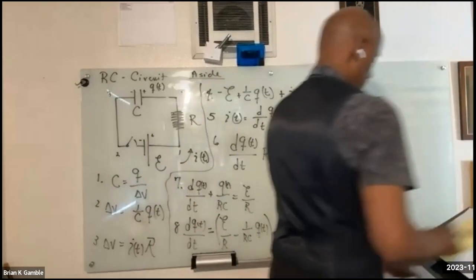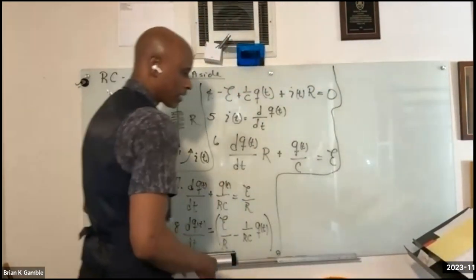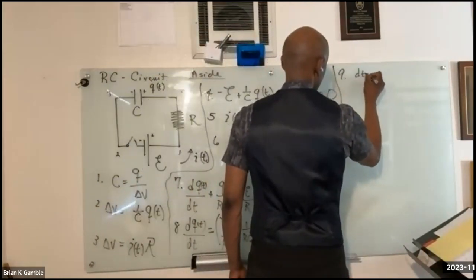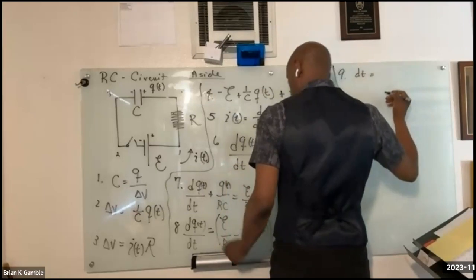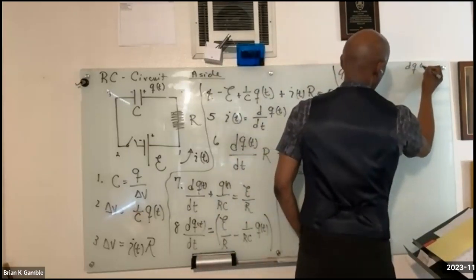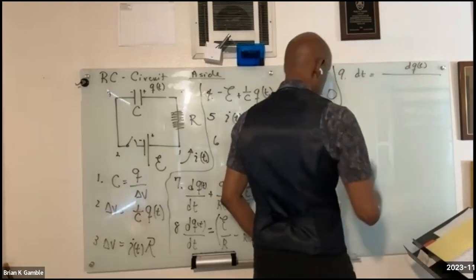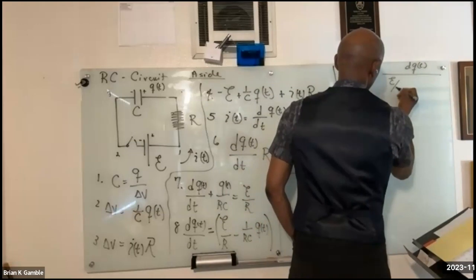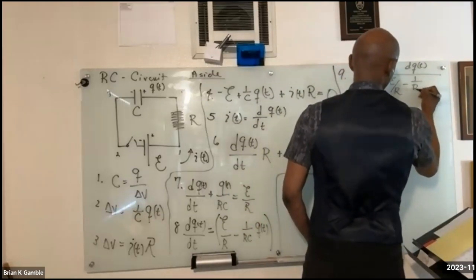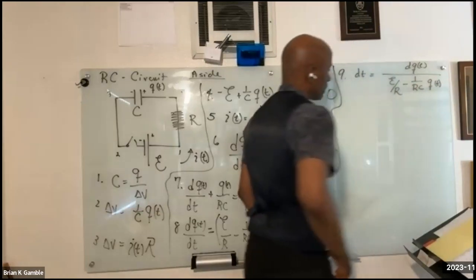So when I do that, and I'm just going to write it just so that I have dt on the right side, I'll end up with dt over 1 equals dq of t, it's a variable, divided by all of this stuff, which is E over R, and that's a minus 1 over RC times q of t.